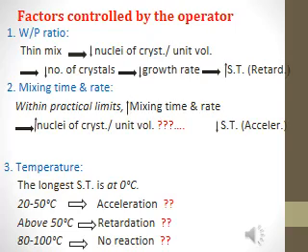So when you make a thin mix, the number of nuclei of crystallization per unit volume will be less. So the number of crystals that grow is less, and the rate of crystal growth is decreased, and finally the reaction is retarded. It will take time, the setting time increases. Okay. Number 2, the mixing time and rate. I told you before that the mixing time in hand mixing is just 1 minute, but in mechanical mixing the time is decreased to 30 seconds.